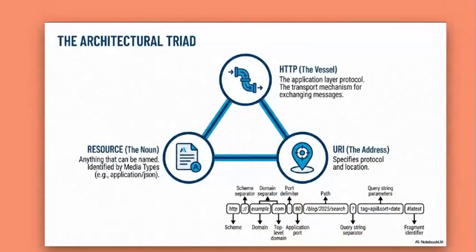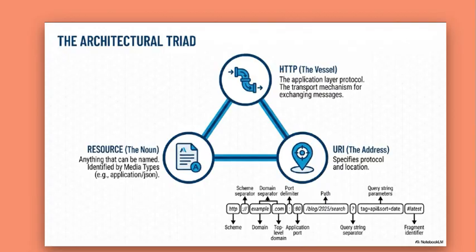I like to think of them as the noun, the address, and the vessel. Let's unpack those. First, the noun. This is the resource, right? Correct. In REST, we stop thinking about actions and we start thinking about things. A resource is anything that can be named. A user, a photo, a blog post. We identify them with media types like application JSON. It's the what we're talking about.